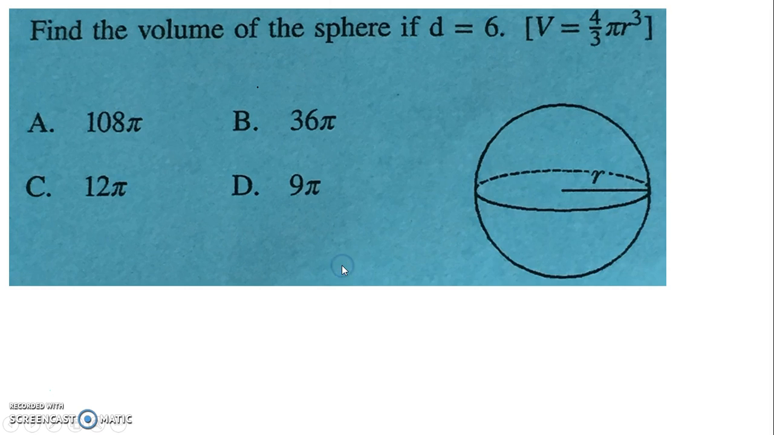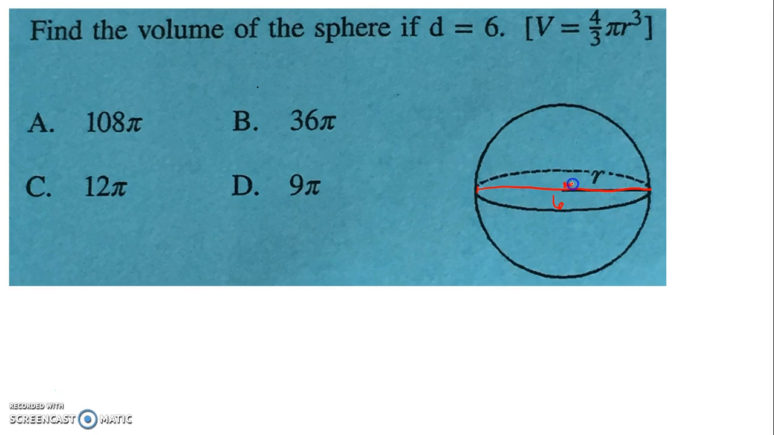All right, let's go to the next one. Find the volume of the sphere if the diameter is 6, and they give you the formula for the volume of your sphere is 4/3 pi r cubed. All right, well, within the formula to find the volume of a sphere, we need the radius, but we're given the diameter. Well, the diameter would cut all the way through our sphere. And our diameter from one edge to the other is 6.